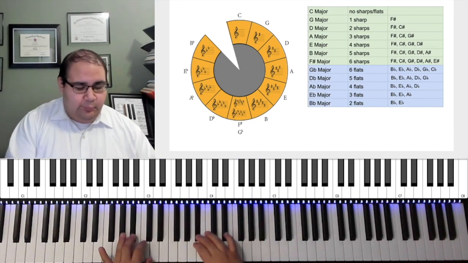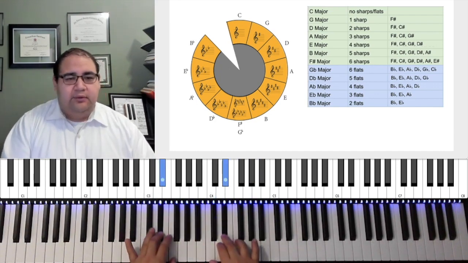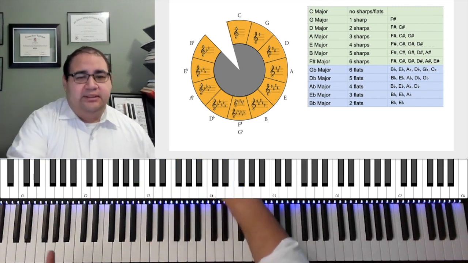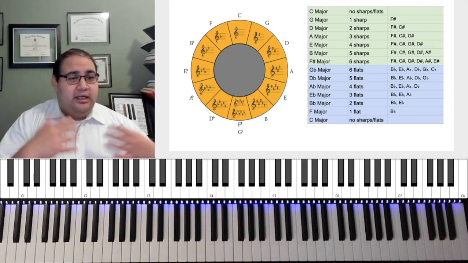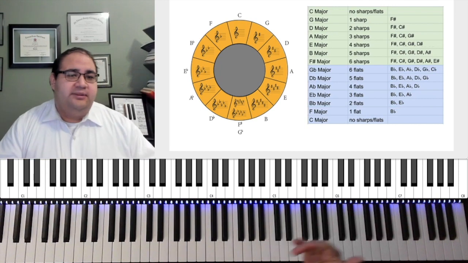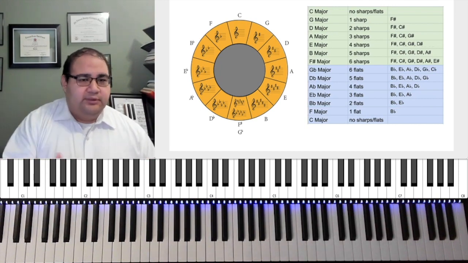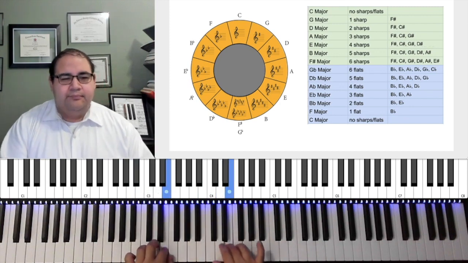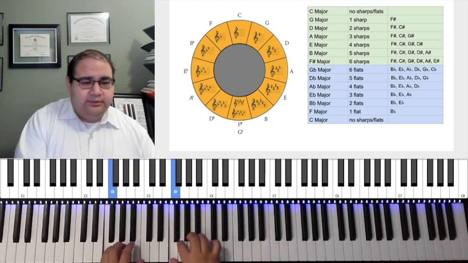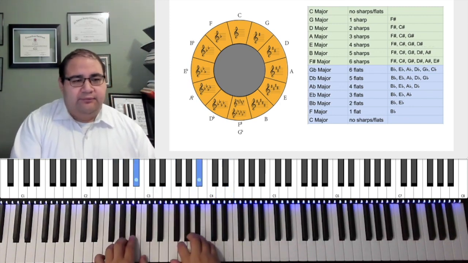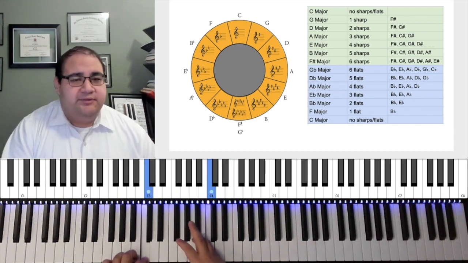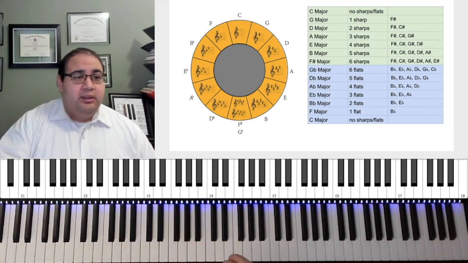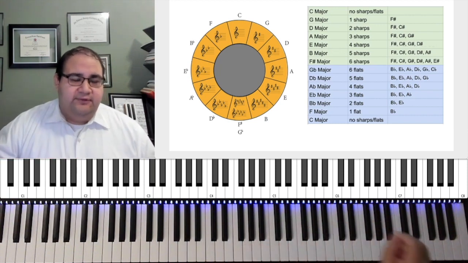Let's find the fifth. 1, 2, 3, 4, 5. F is going to be the next one. Now that we completed it, C should be the fifth of the F. So let's double check. Let's build the F scale. Let's find the fifth. 1, 2, 3, 4, 5. And we made it back to C. So we made a whole circle, basically just finding the fifth of each scale.